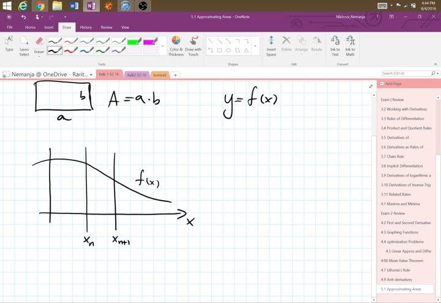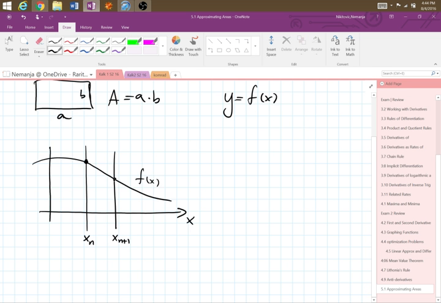Now, what I need you to recall from your pre-calculus is that the heights of these points are computed when you plug xn into the function and you plug xn plus 1 into the function. So this point here is going to be xn comma f of xn, and this point here is going to be xn plus 1 for the x coordinate, and the y coordinate is given by f of xn plus 1. So all of these are pre-calculus ideas: given x's, you can compute y's by plugging x's into the function.